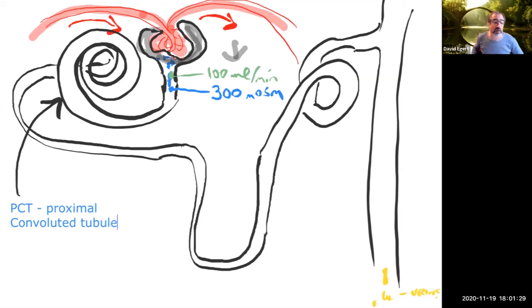So the proximal convoluted tubule is mainly a place for reabsorption. This is about 65% of filtrate.